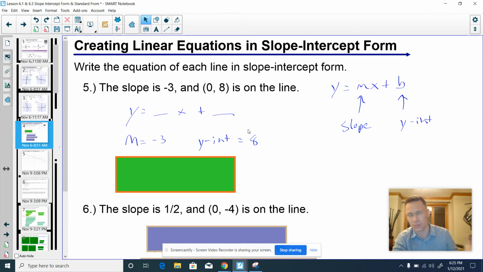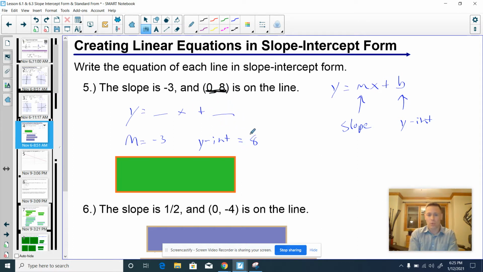You might have said that right away, and you're like, Mr. Fastback, why are you playing this game? It's a y-intercept. Yeah, you're right. Okay, so this is our y-intercept, (0, -8). I'm sorry, (0, 8), which means my y-intercept is 8.